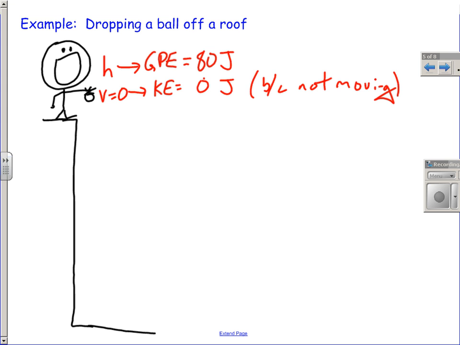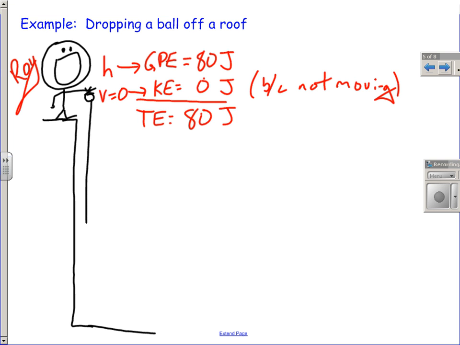Okay, so what we can do is figure out how much total energy the ball began with. Before our dude here, Roy, lets go of the ball, the total energy is 80 joules of GPE plus 0 joules of KE, which gives you a total of 80 joules, right? Okay, so then the ball's going to fall down, right?